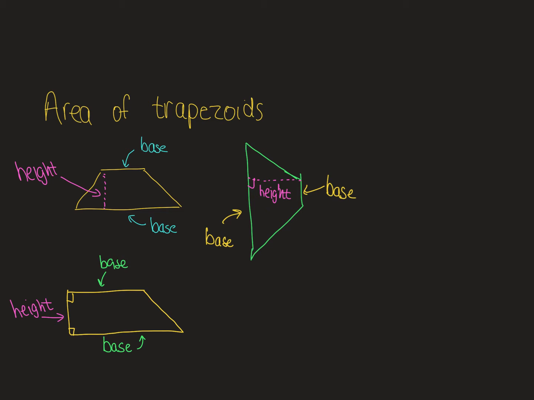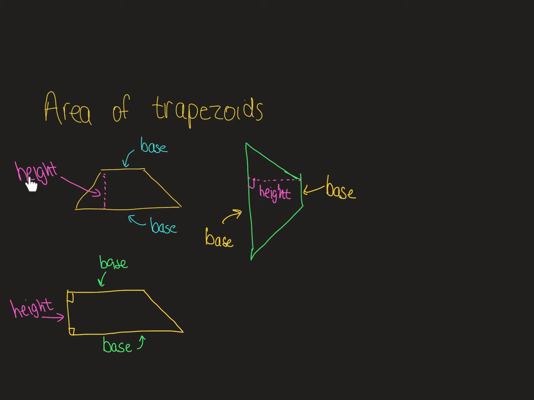All right, we're going to talk about area of trapezoids. So the first thing we should say is what is considered a base? This side and this side are the bases because they're the sides that are parallel. This side and this side are bases. If I turn it this way, these are the two parallel sides. So whatever is parallel is going to be called a base.